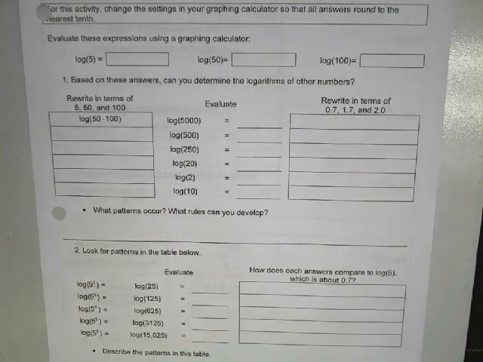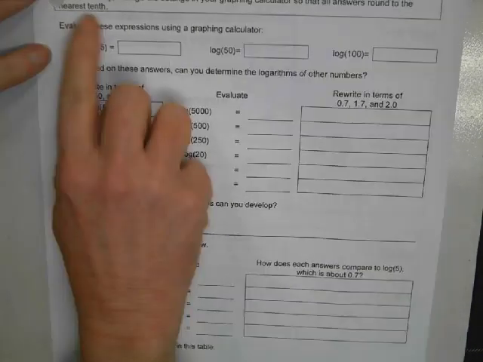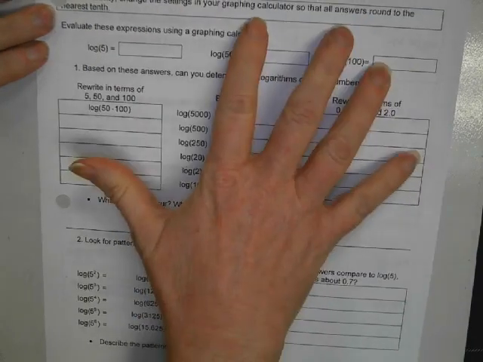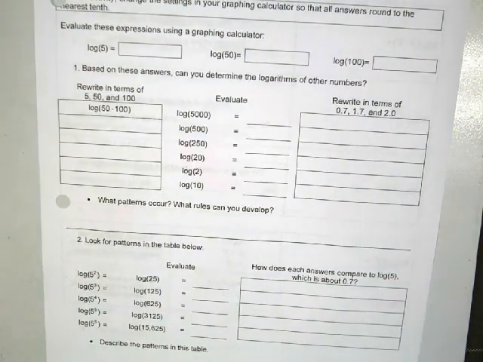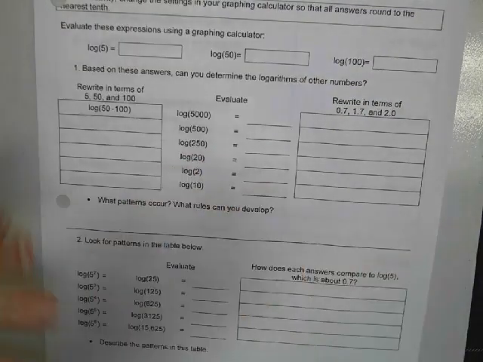Maybe. So up at the top, I kind of punched a hole in it, and I didn't need to, but it says you're going to use your graphing calculator, you're going to find these, and you're going to round to the nearest 10. So on this whole worksheet, we're going to round to the nearest 10.